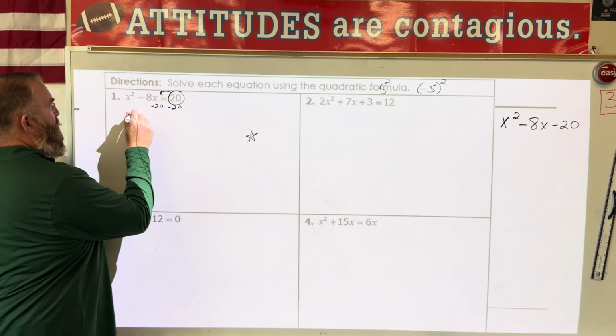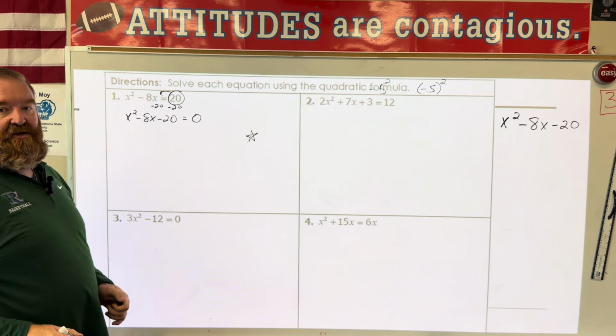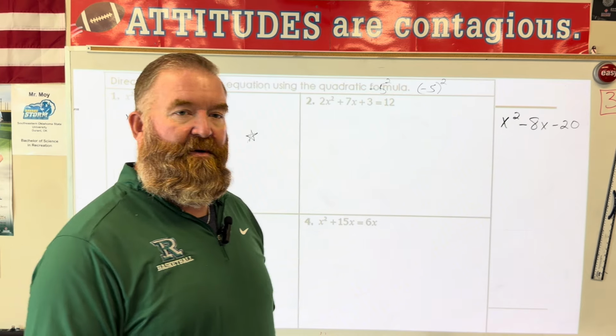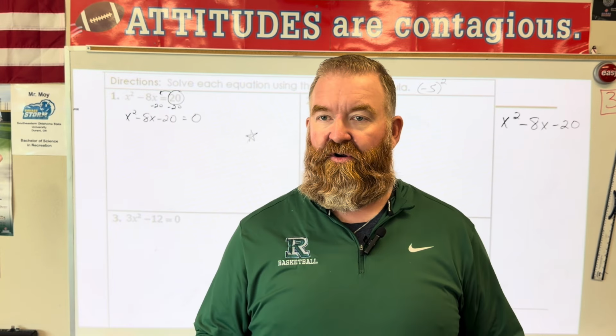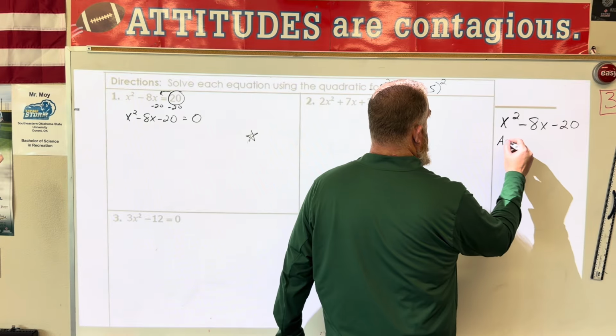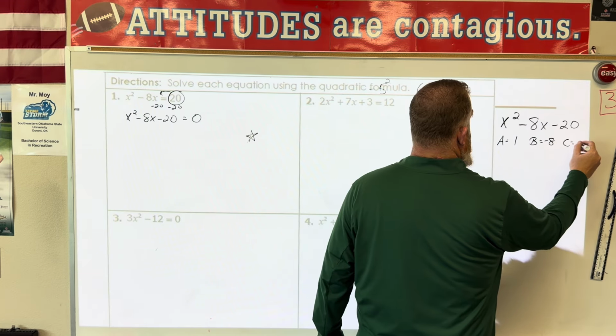So now I've got x squared minus 8x minus 20 equals 0. So now I can go A, B, C. Like literally, I'm not going to spend a ton of time on this. I'm not going to go through all your notes, okay? But I want to be able to identify, what is my A? What's A? 1. What is B? -8. What is C? -20.